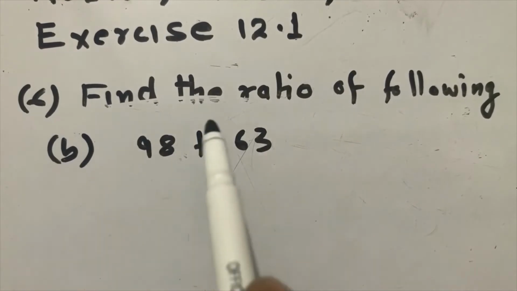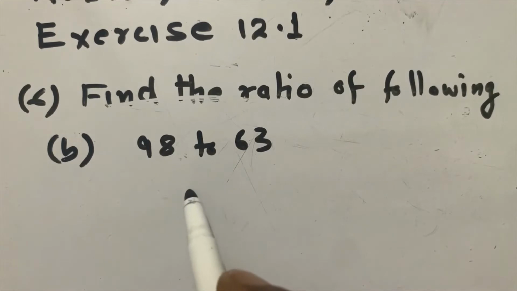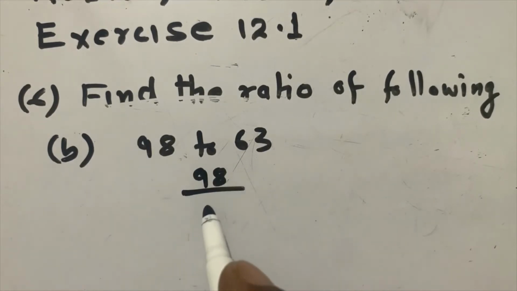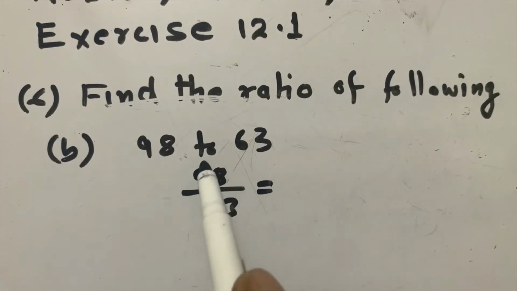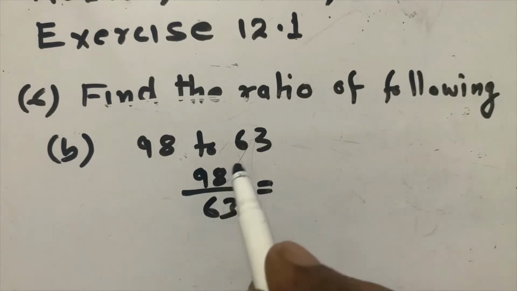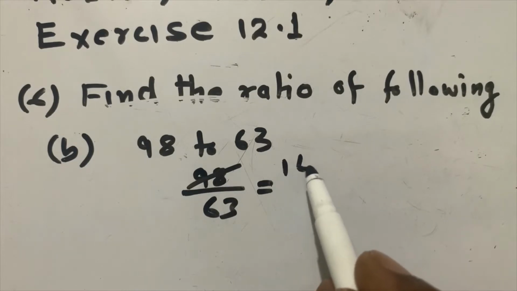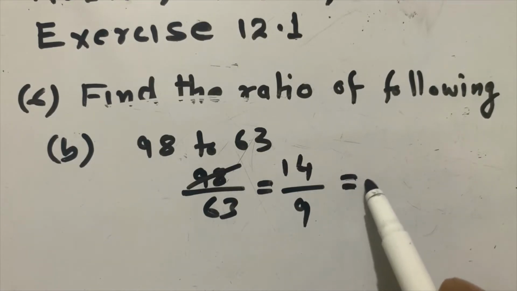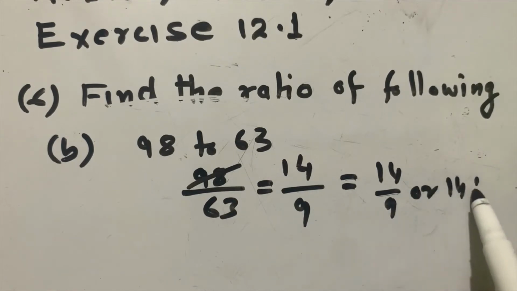Question number 6, part B. Find the ratio of 98 to 63. Now we will write this: 98 upon 63. If we read the table of 7, 7 1s are 7, 7 2s are 14, 7 4s are 28, 7 9s are 63. So we got the result 14 upon 9 or 14:9.